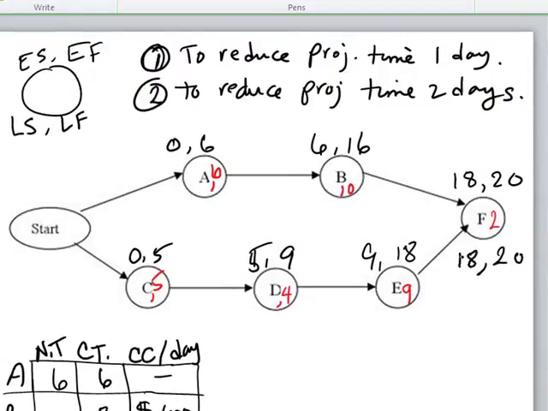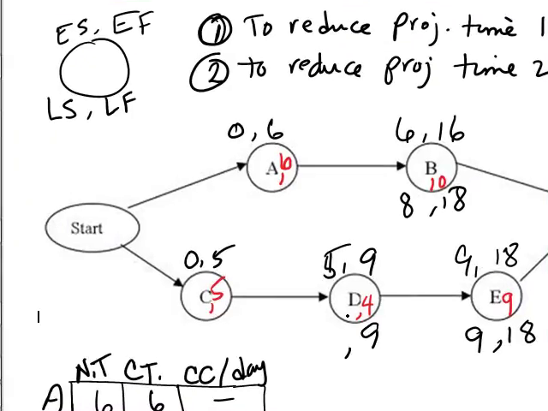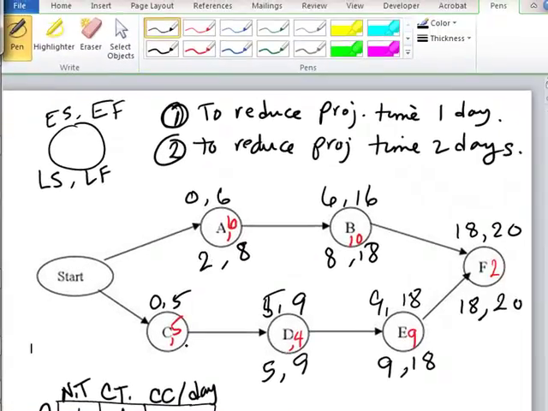20 minus 2 is 18. 18 minus 9 is 9. 18 minus 10 is 8. 9 gets here, minus 4 is 5. 8 comes here, minus 6 is 2. And 5 comes here, minus 5 is 0.